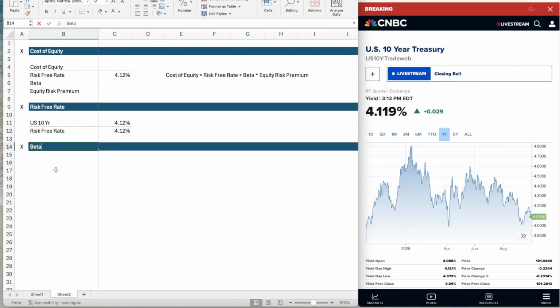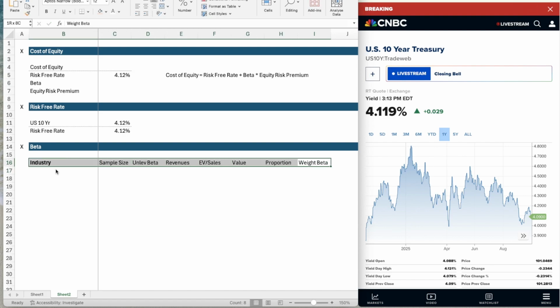The beta. Now we need to break this company down by industry. We need to see the sample size. We don't need to put that in there, but I do it out of habit. Revenues, EV to sales, value, proportion, the weighted. I mean, that's all we need. Just bold these.